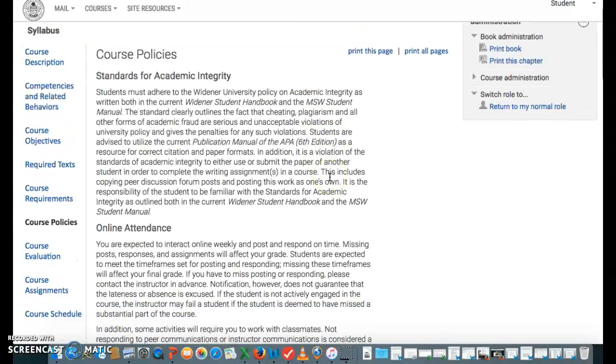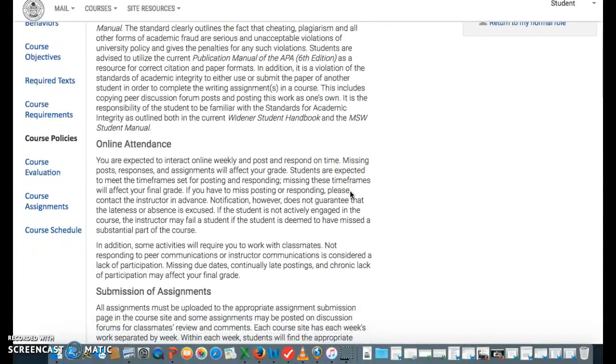In regards to a few course policies, academic integrity is very, very important. I am expecting that you cite any idea that is not yours. Writing and reading are huge in this course because we're online. So, please be careful with your grammar, with your spelling, proof check your work, and make sure you're citing the necessary areas of your posts and your papers.